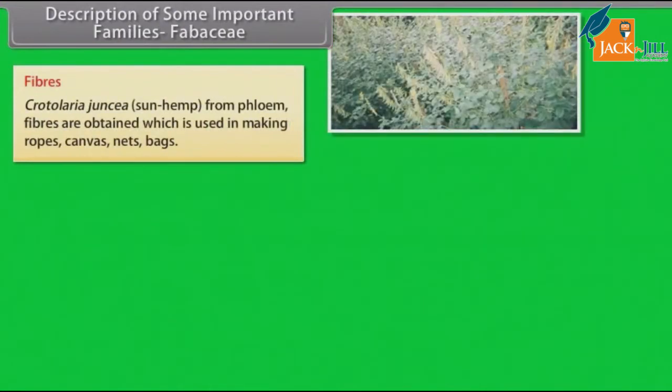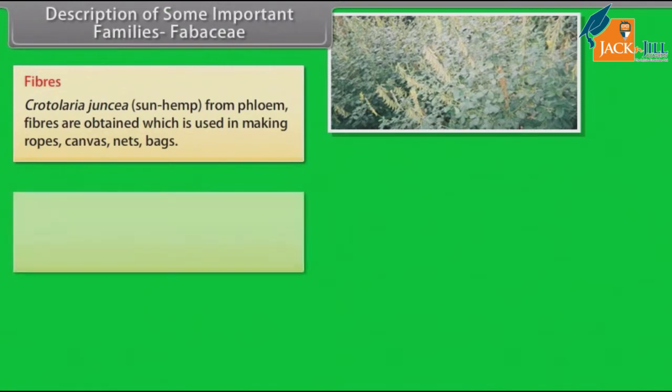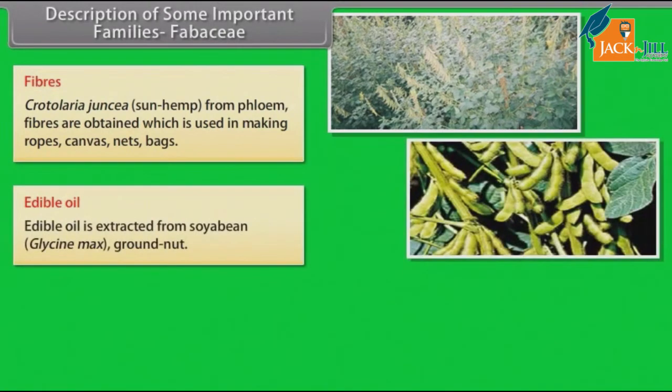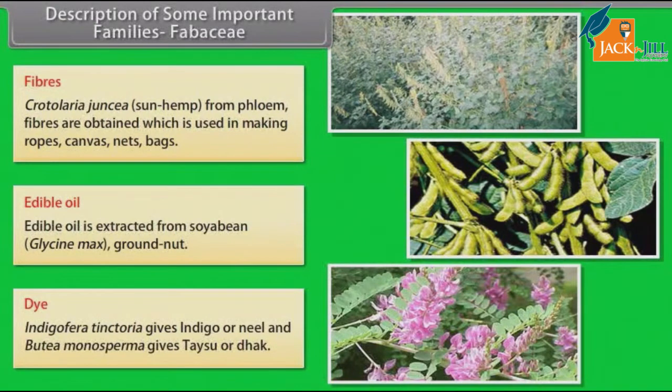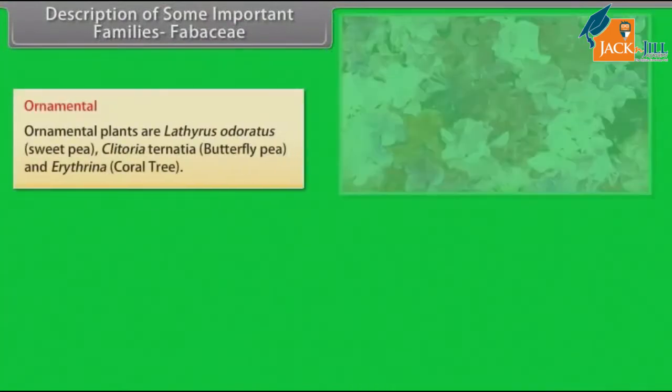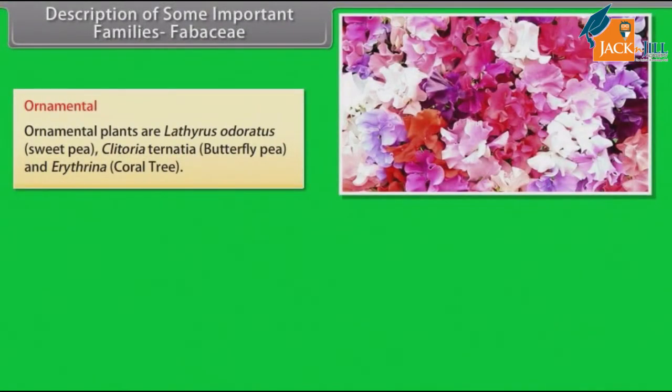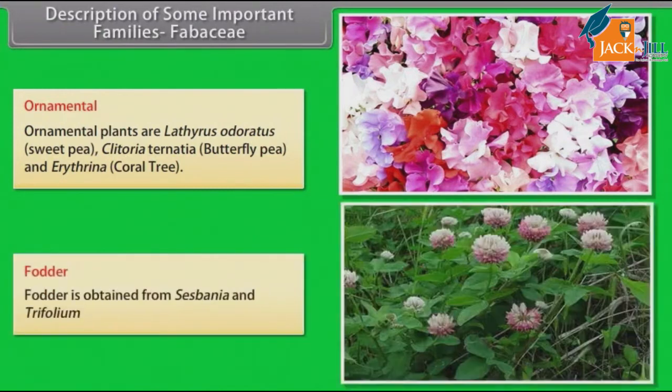Fibers. Crotalaria juncea, sunhemp: from phloem, fibers are obtained which are used in making ropes, canvas, nets, bags. Edible oil is extracted from soybean, Glycine max, and groundnut. Dye: Indigofera tinctoria gives indigo or neel, and Butea monosperma gives tesu or dhak. Ornamental plants are Lathyrus odoratus, sweet pea, Clitoria ternatea, butterfly pea, and Erythrina, coral tree. Fodder is obtained from Sesbania and Trifolium.